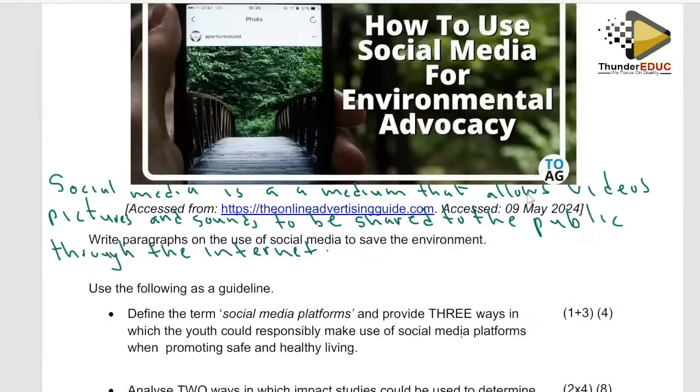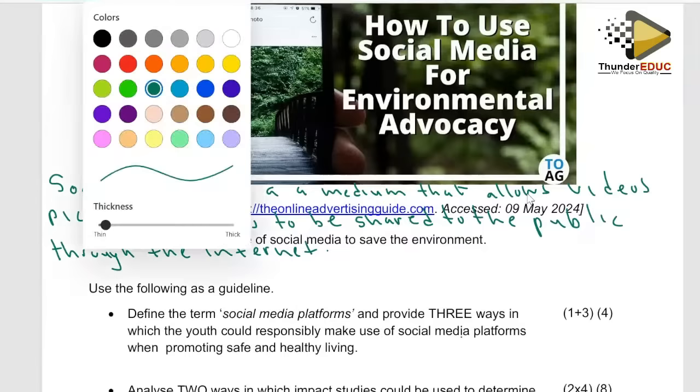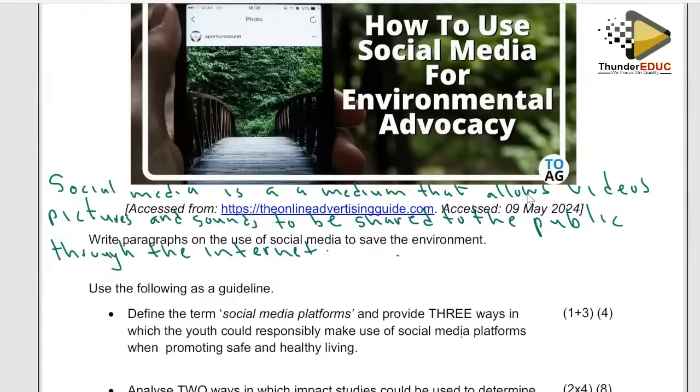So we are saying that the second part of the question reads: three ways in which the youth could responsibly make use of social media platforms when promoting safe and healthy living. So the first thing is that they need to respect the rights of others. That is a safe way.